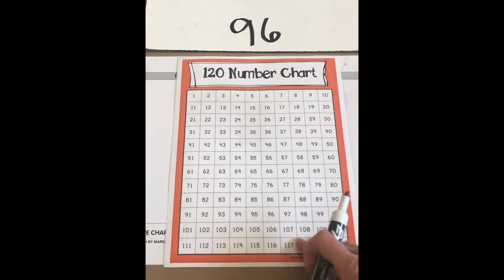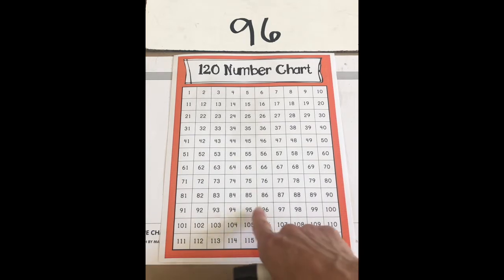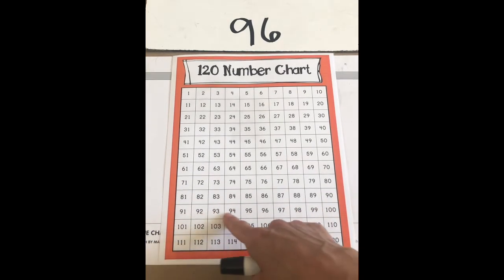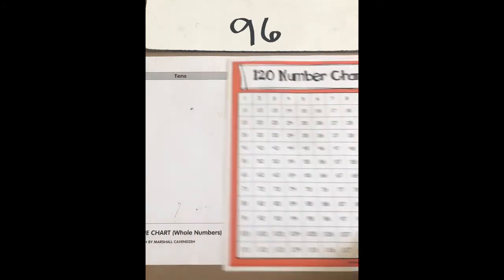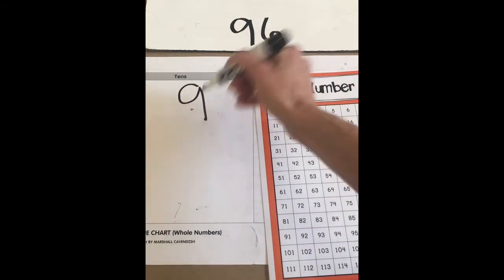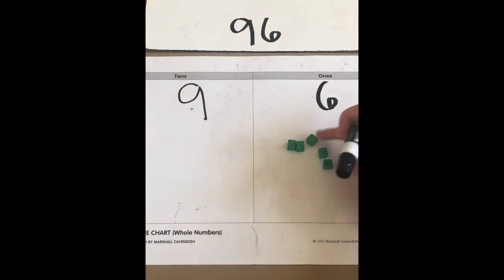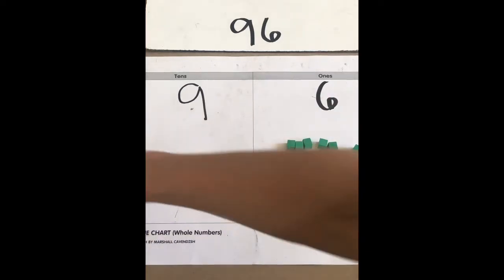96. So if we look at our 120 chart, 96 is close to 100. It is in the 90s, and all the numbers in the 90s start with a 9. That means they have 9 tens. The value of the ones is 6 because it's in the ones. So I have 6 ones, and I have 9 tens.